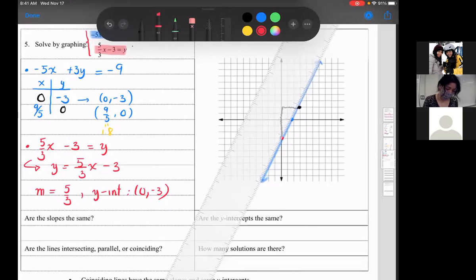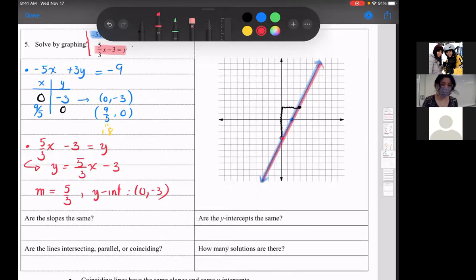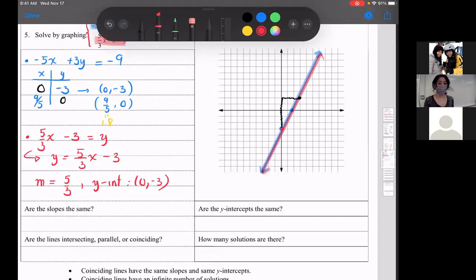What happened to the line? Yeah, they're overlapping. Right? They're overlapping one another. So when they overlapping, what happened? What do we say? How many times they meet each other there? Yeah, infinitely many times, right?